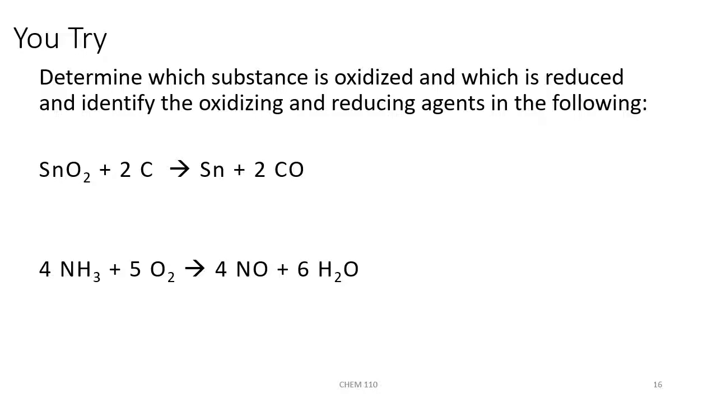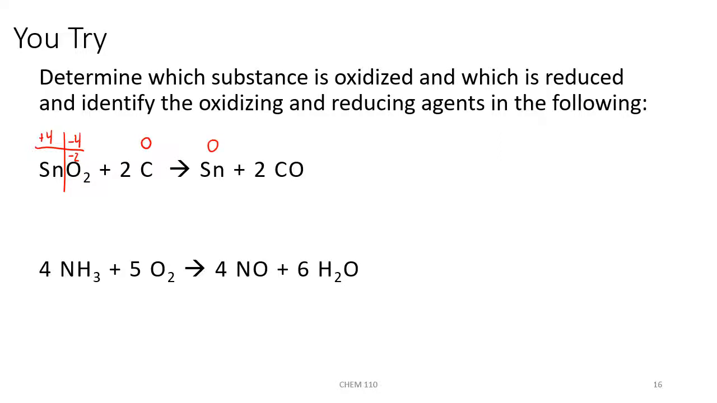SnO2 plus 2C gives us Sn and 2CO. So that's tin 4 oxide plus carbon gives us tin and carbon monoxide. We want to track the changes in the oxidation numbers. Oxygen in a compound is -2. There's 2 oxygens, so -4. Tin must be a +4 for it to sum to 0. Carbon is a free element, not combined with anything else, so its oxidation number is 0.